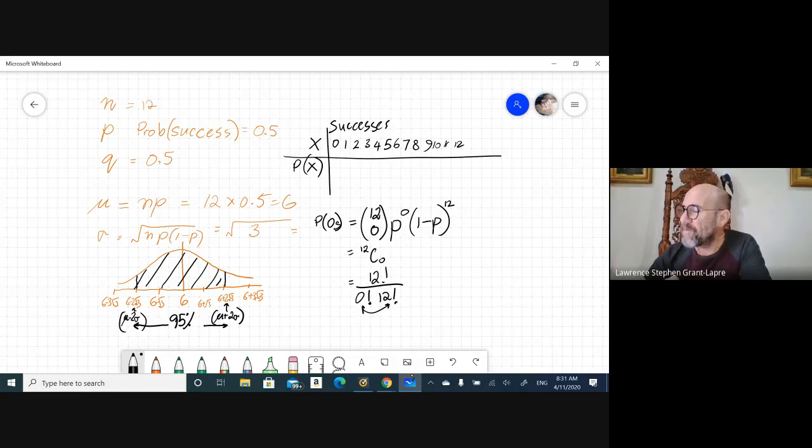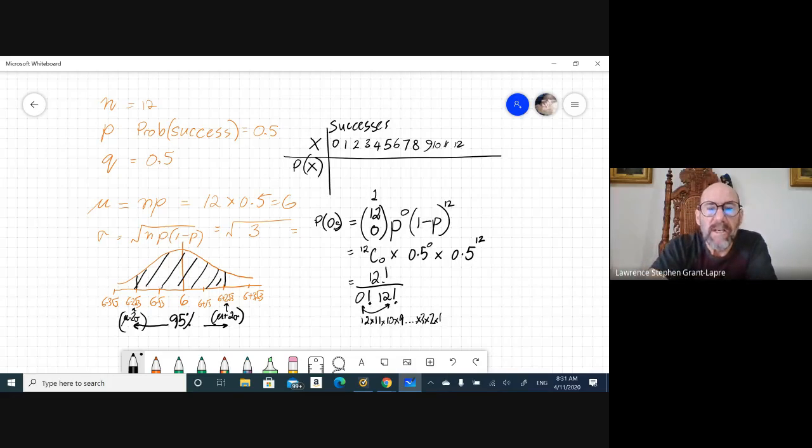12 factorial means 12 times 11 times 10, all the way down to 1. And so 12C0 is equal to 1. P to the power of 0 is 0.5 to the power of 0. That is 1 again. And then 0.5 to the power of 12. So you've got a very small chance of winning no games. The answer is 0.5 to the power of 12. So I'm just going to put here 0.5 to the power of 12. That's a very small number.